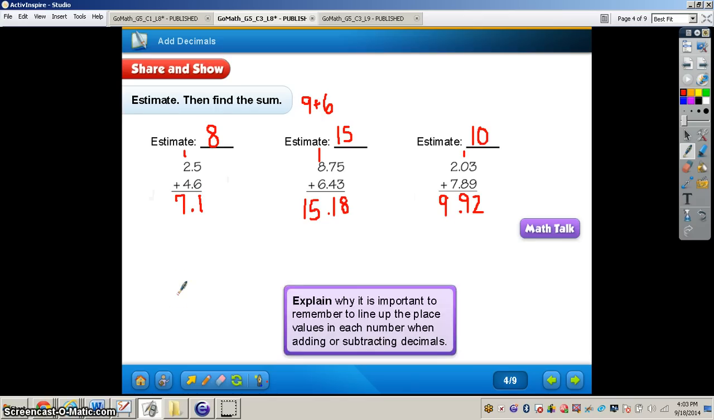Okay, question at the bottom of your book. Explain why it is important to remember to line up the place values in each number when adding or subtracting decimals. If you do not line up the place values correctly, you could add or subtract the wrong place values in the numbers. Okay, so it's very, very important to always line up that decimal and the place values.